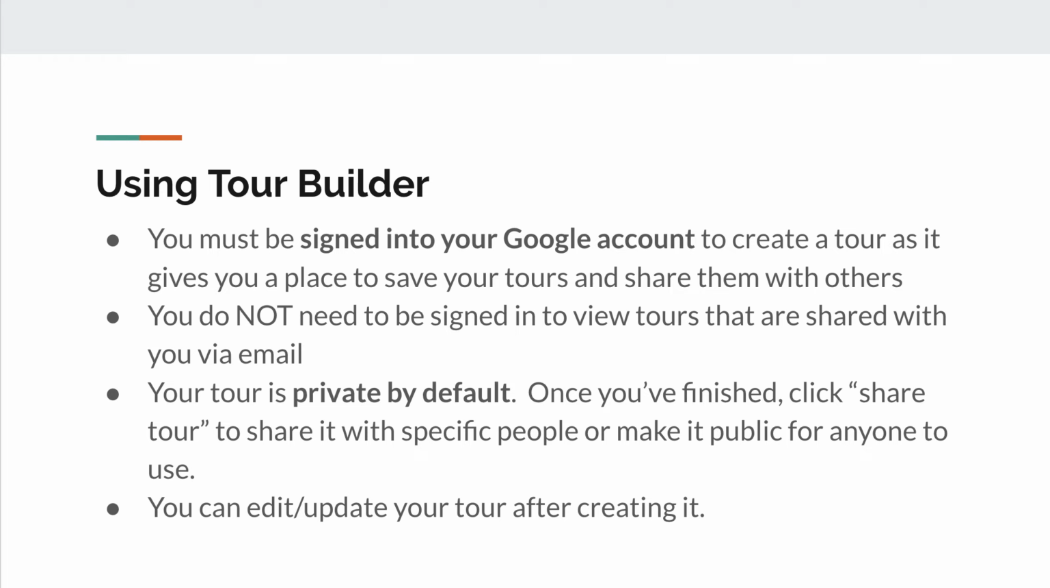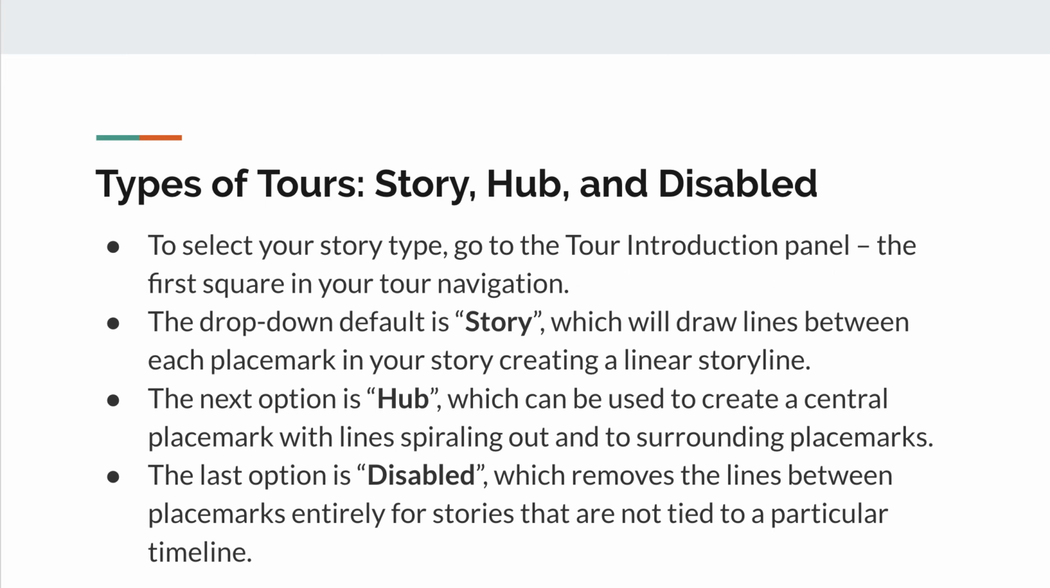By default, like most things with Google, your tour is going to be private. And once you're finished editing it, you can click share your tour and you can share it with specific people via email, or you can make it public so that anyone can find it. You also can go back and edit or update your tour after you've created and shared it. If you want to go back and make any changes, you are able to do that.